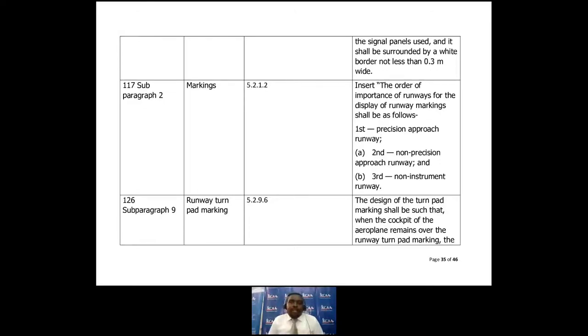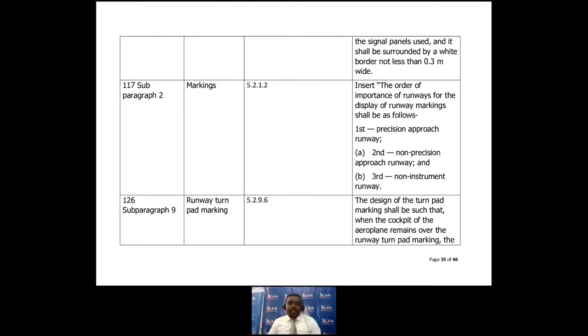And then on markings, that is on regulation 117, subparagraph 2, we inserted the words, the order of importance of runways for display of runway marking shall be as follows. First is the precision approach runway, second, non-precision approach runways, and third, non-instrument runways.